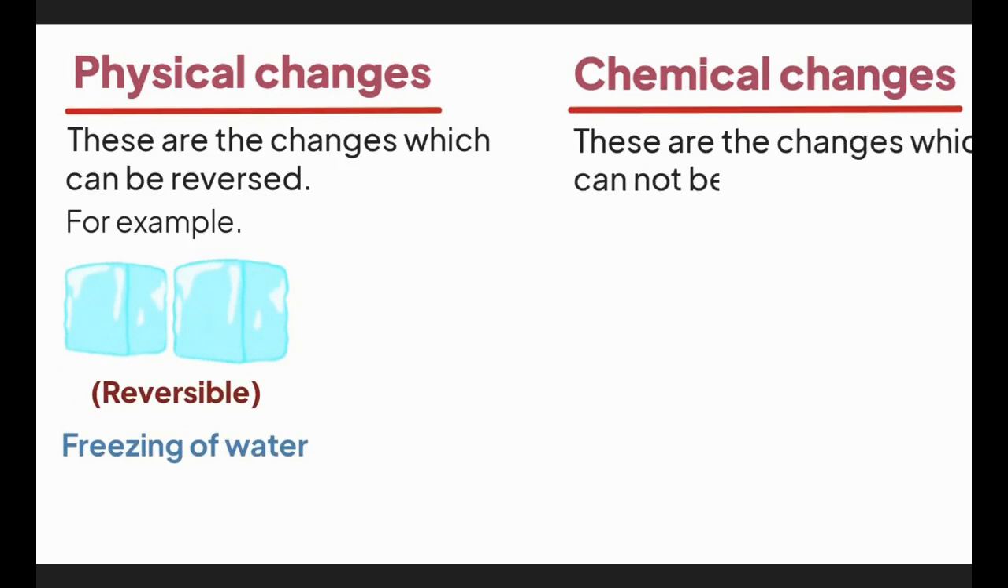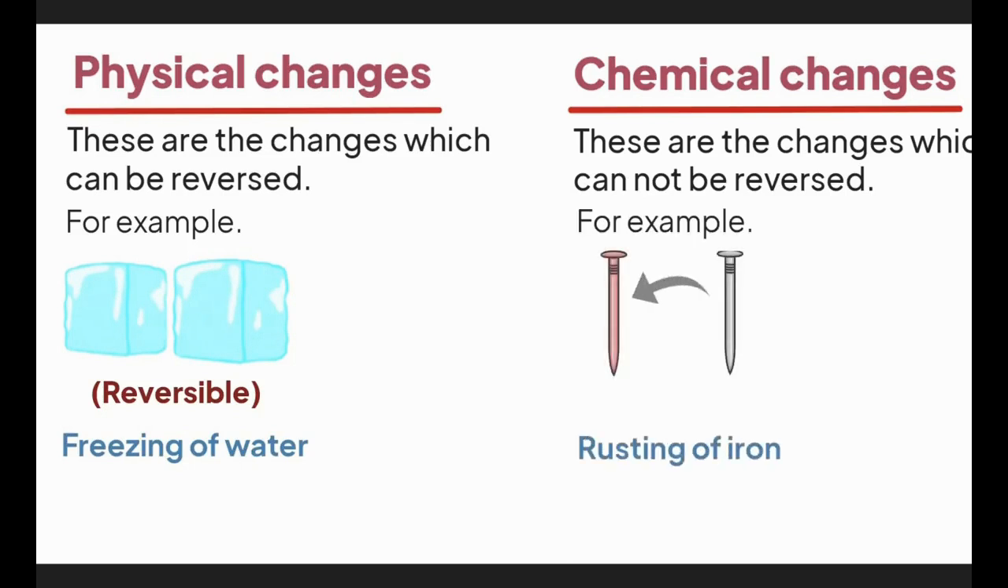And what is a chemical change? These are changes which cannot be reversed. For example, we see that an iron object, after being left in nature for some time, forms a layer called rust, and the rusting of iron cannot be reversed into the former position. So it is an irreversible change. The rusting of iron is a chemical change.